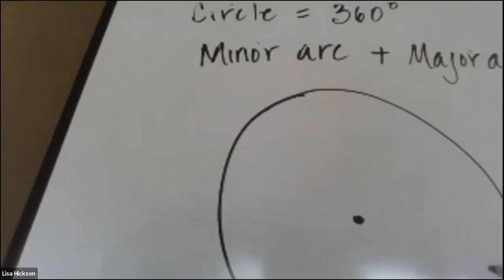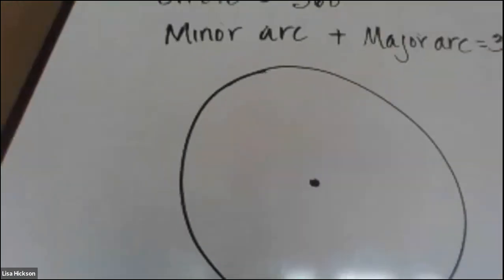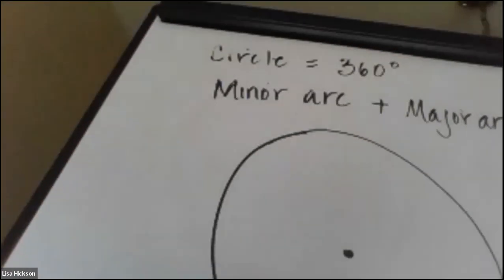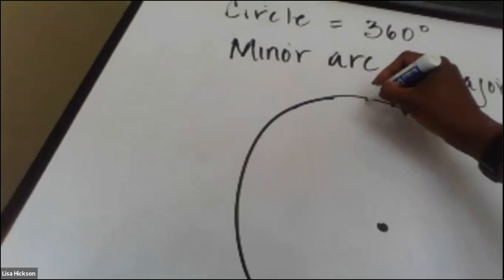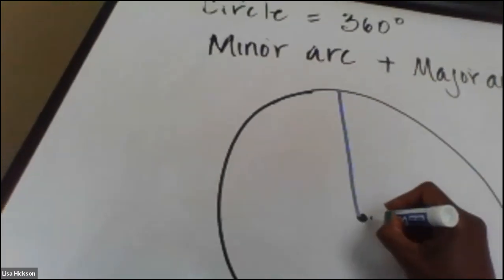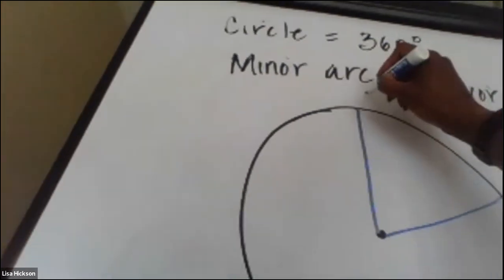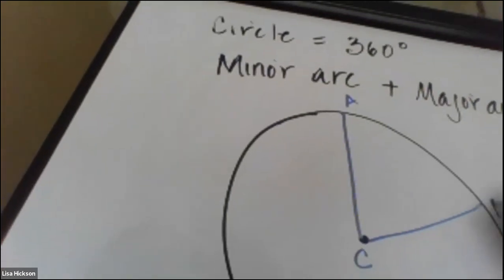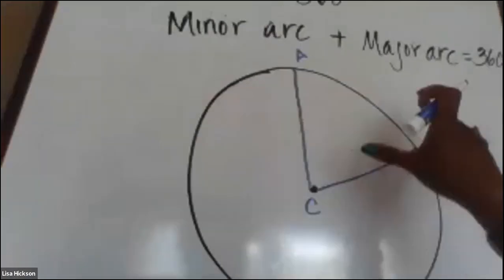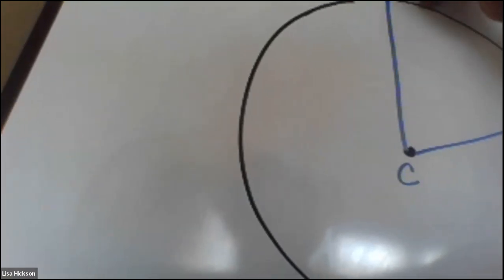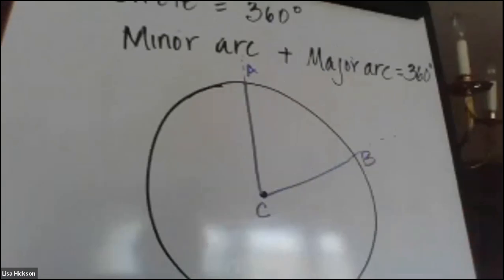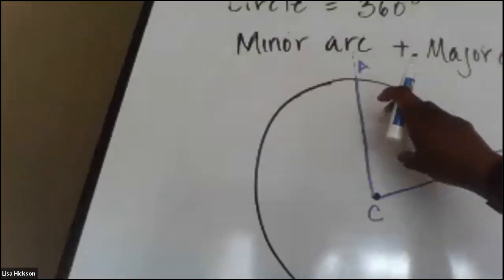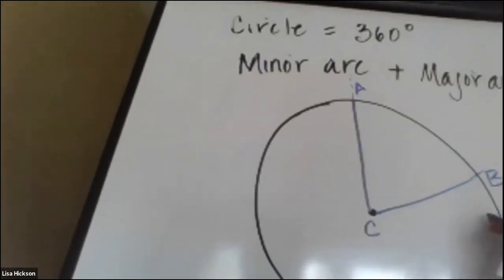So when you have an angle, let's say we have a central angle. All right, so we have this angle here. Let's call this A. We're going to call this C. And this is B, right? So every angle, and we're going to now extend this a little bit, every angle breaks a circle into a minor arc and a major arc. So you have the smaller piece, and then you have the larger piece.